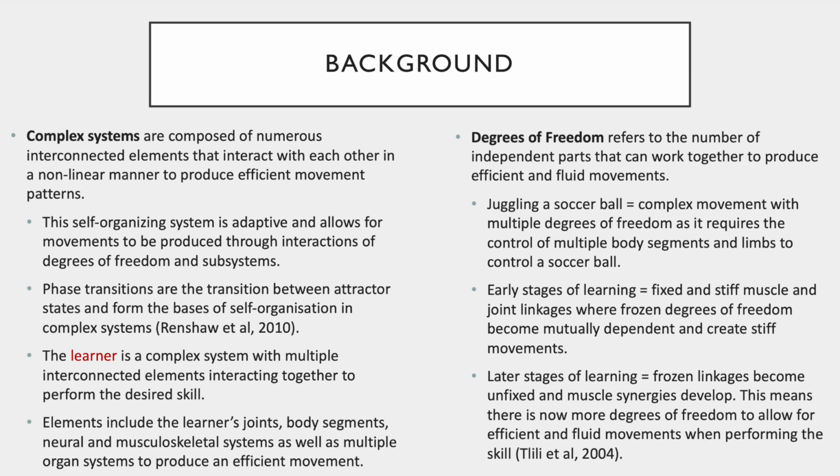In regards to the learner's skill, juggling is a complex movement with multiple degrees of freedom as it requires the control of multiple body segments. In the early stages of learning, the learner will portray stiff muscle and joint linkages where the frozen degrees of freedom become mutually dependent and therefore create rigid movements. Over time, with practice and motor development, these frozen linkages become unfixed and muscle synergies develop. This means there are now more degrees of freedom to allow for efficient and fluid movements when performing the skill.